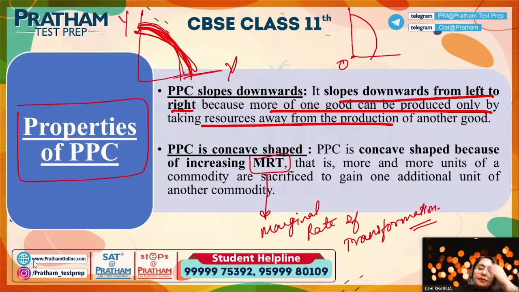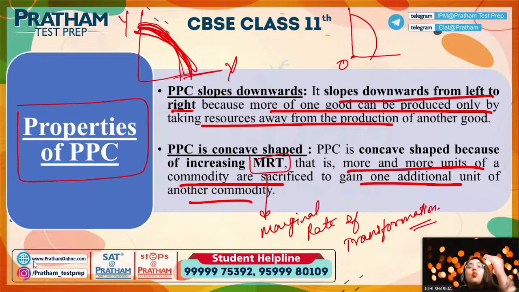So why is your PPC always concave in shape? Because if you want to increase the production of one particular good, one particular commodity, here X and Y, completely on your choice, if you want to produce more units of it, then for that you have to sacrifice good Y, right? So this goes along with it, that more and more units of a good are sacrificed to gain one additional unit of another commodity. If you want more units of Y, for that you will have to reduce the units of X, right? So these are the two properties of PPC. Both properties are interrelated, both properties are more or less similar. The first property is that PPC slopes downwards from left to right, and the second property is PPC is always a concave shape curve. Okay.